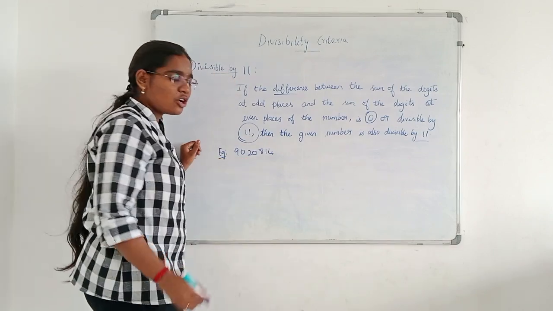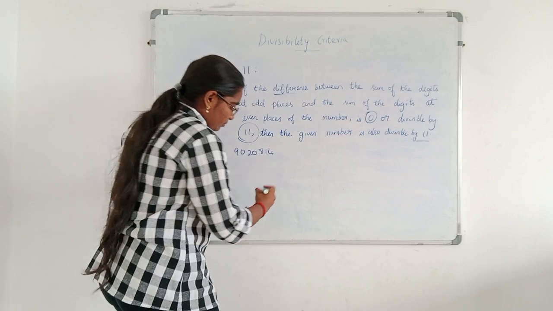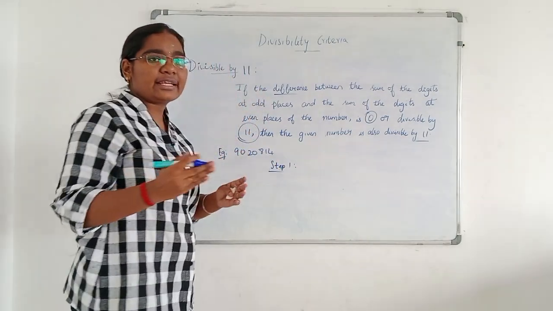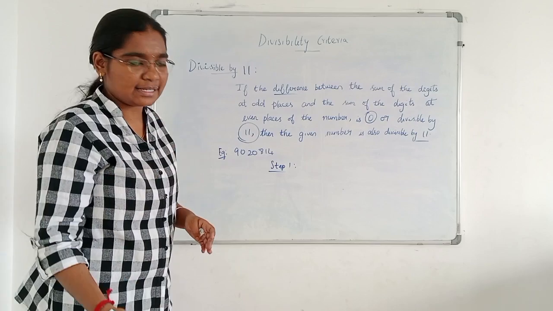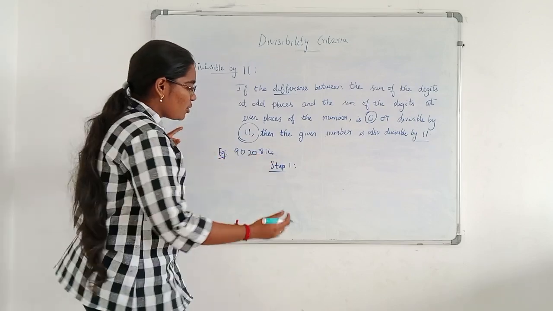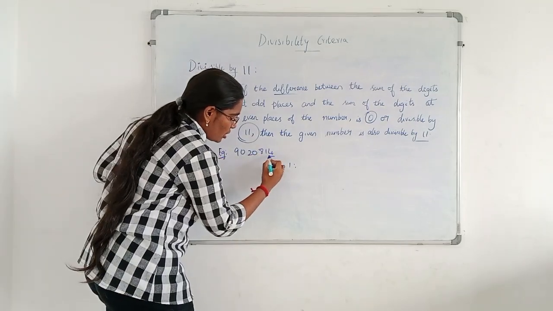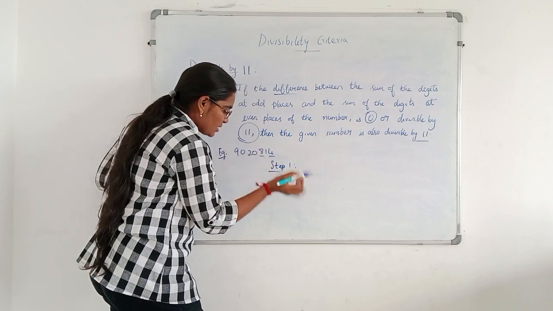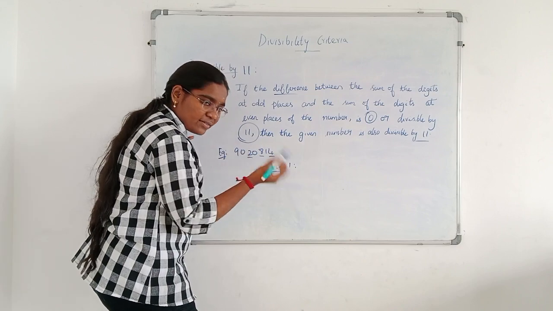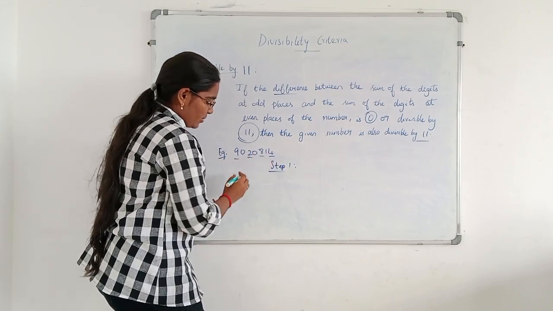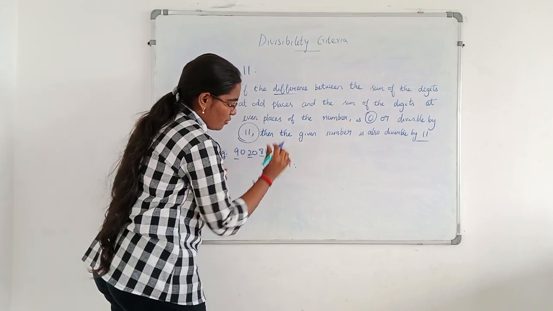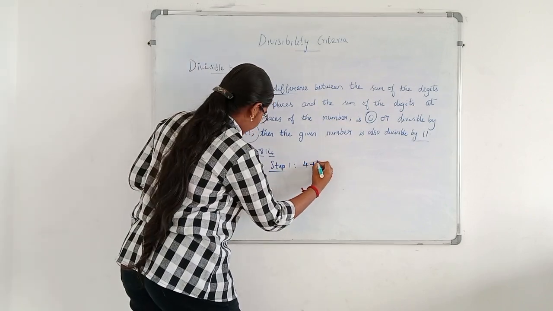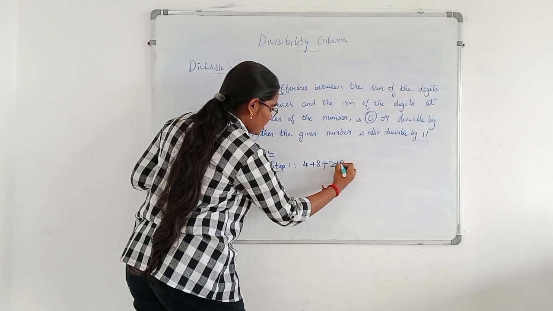For that, step 1: you have to add the digits in the odd places. So, what are those odd places? 4, leave this 1, next 8, leave this 0, 2, leave this 0, next 9. So, 9, 2, 8, 4. You have to add these 4 numbers. So, 4 plus 8 plus 2 plus 9.